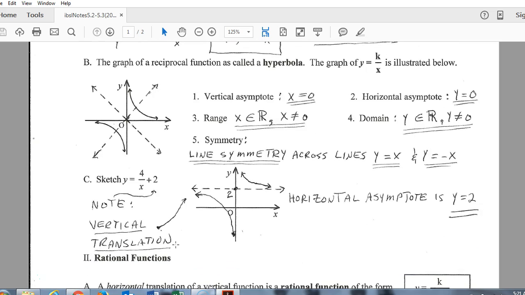When you graph them, this is just like a parent function graph for y equals k over x. So if you had no other number in there but y equals 1 over x, this is the general look that you would get. So a couple basics that we're going to be talking about for this section. One would be asymptotes. Remember that an asymptote is a line that you are approaching but never actually land on. So my vertical line is at x equals 0.